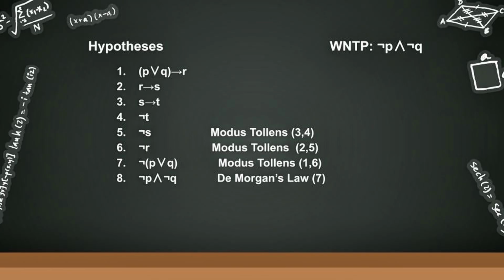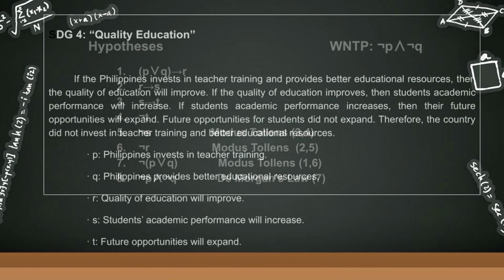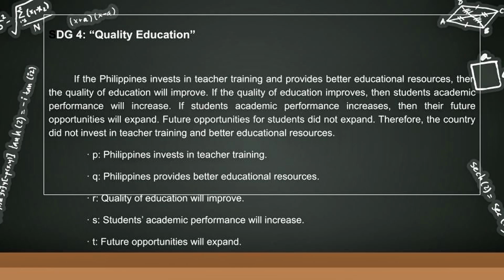Lastly, for the hypothesis number 8, wherein we finally prove that negation of P and negation of Q, we use De Morgan's law for number 7, wherein the negation of quantity of P or Q, we distributed the negation to the P and Q propositions, and the disjunction became a conjunction. So, it is proven that negation of P and negation of Q.